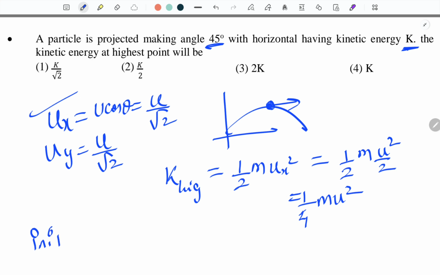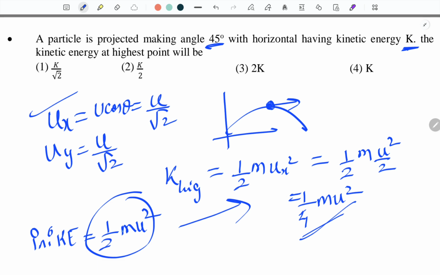इनिशियल काइनेटिक एनर्जी क्या होगी, इनिशियल काइनेटिक एनर्जी होगी हाफ एम यू स्क्वायर, टोटल लेना है. एंड ऊपर की काइनेटिक एनर्जी 1/4 एम यू स्क्वायर है. 1/4 और 1/2 में आधे का फ़र्क है, करेक्ट है ना. यानी इनिशियल हाफ एम यू स्क्वायर को मल्टीप्लाई बाय हाफ करना है, यानी दिस वैल्यू इज टेकन एज k इन द क्वेश्चन, सो k/2 करना है, सो द आंसर इज k/2.